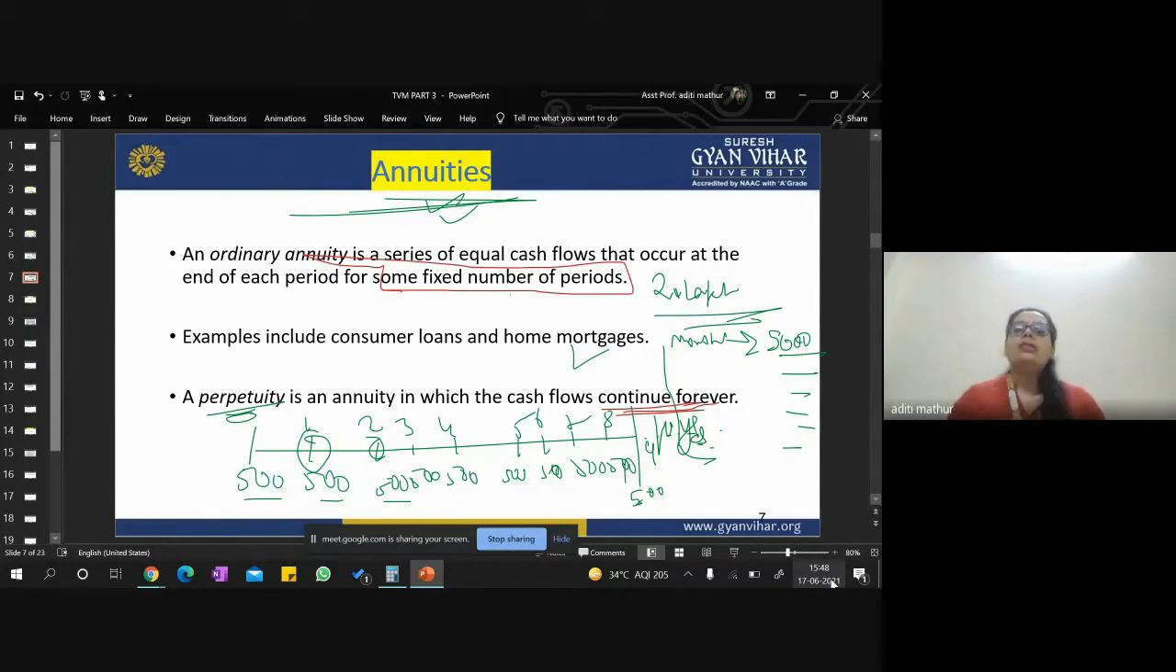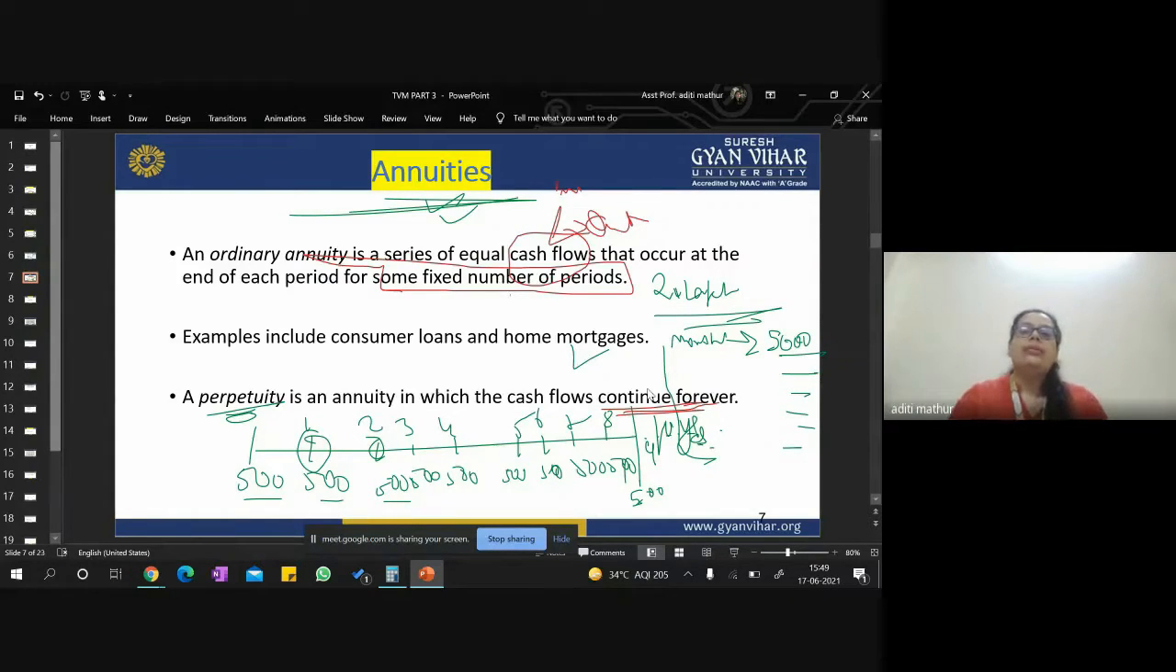Annuity is a series of equal cash flows. Remember, it is a series of equal cash flows. It can be inwards and it can be outwards. It depends on the situation, right? It is a series of equal cash flows that occur at the end of each period for some fixed number of periods. One example is your car loans. Another example is your personal loans, home loans and whatever. And annuity is one of the things which you can actually see in the market.